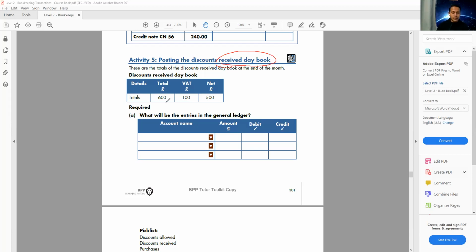Okay, so how much discount did we receive? 600. Inside of the 600, there is a VAT and there is a net. The first question to all of you, if I receive a discount, is it income or expense for me? Discount received.